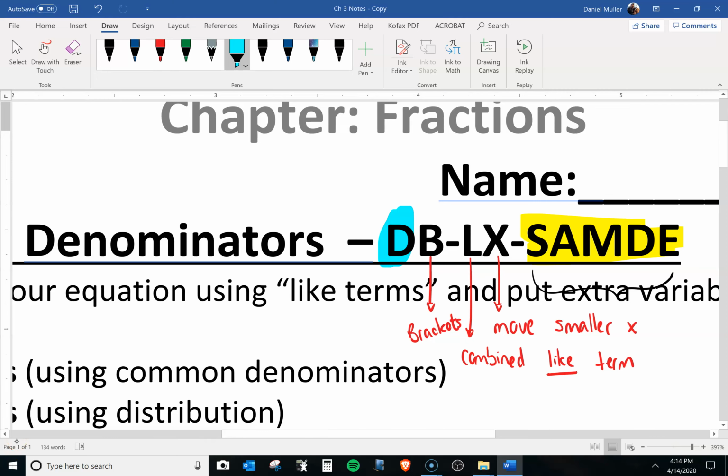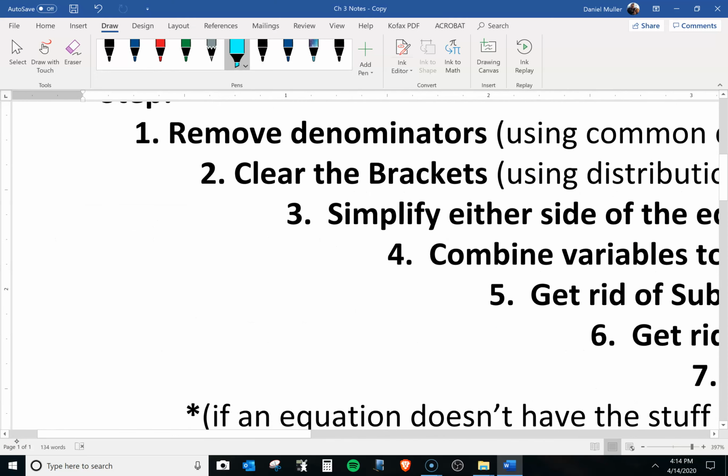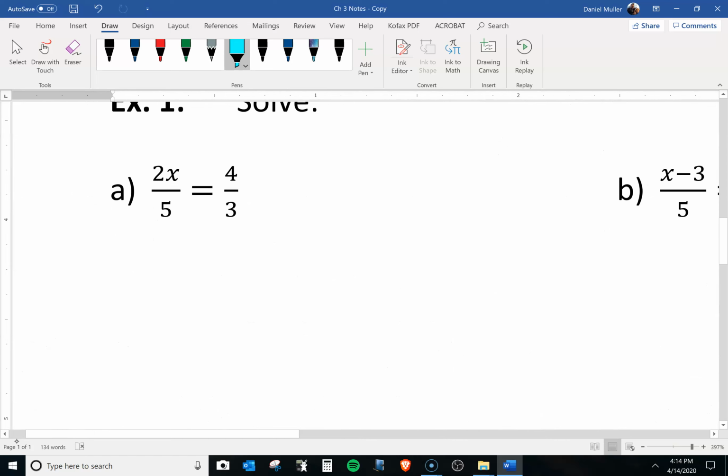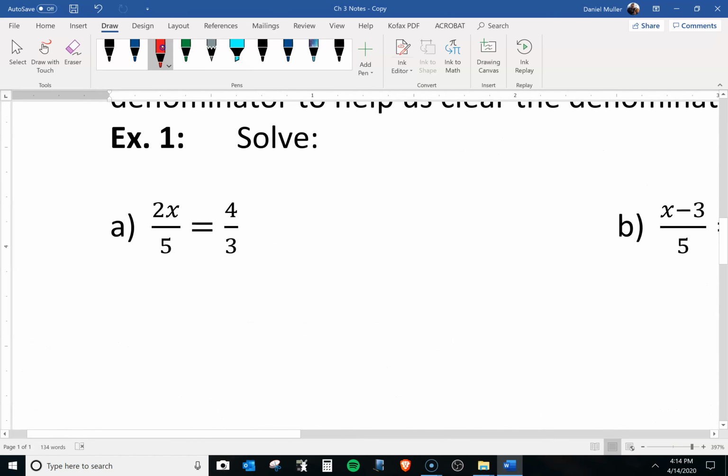There's only a few questions to do, so let's get started. Solve this. Well, first you see there's a 5 and a 3 in the denominator. We need to get rid of those. To do that, it's actually pretty straightforward. You need to get a common denominator. So our common denominator here is 15.